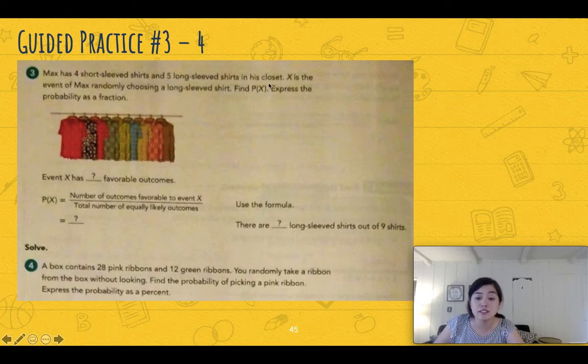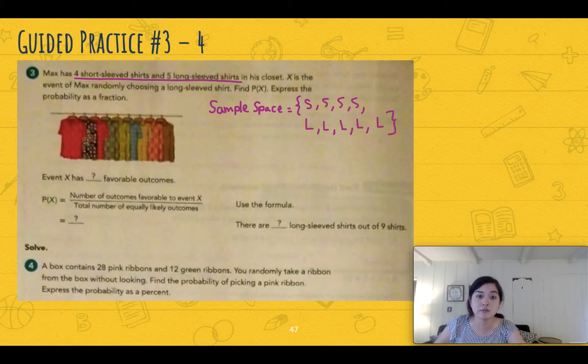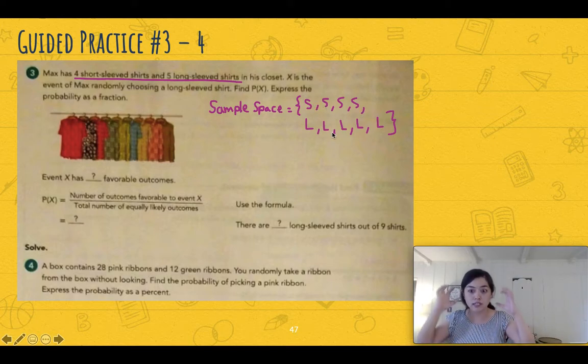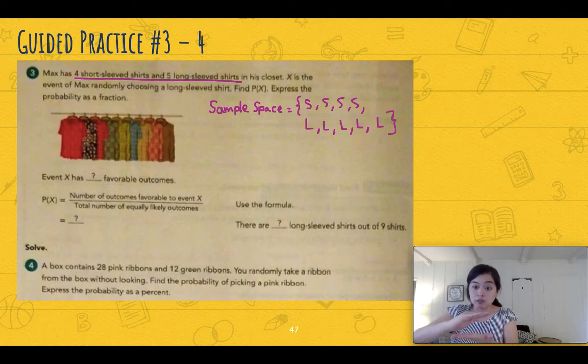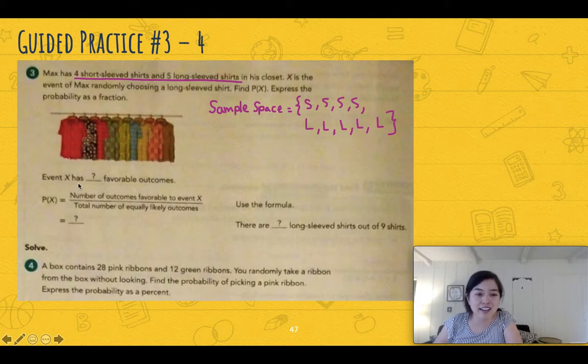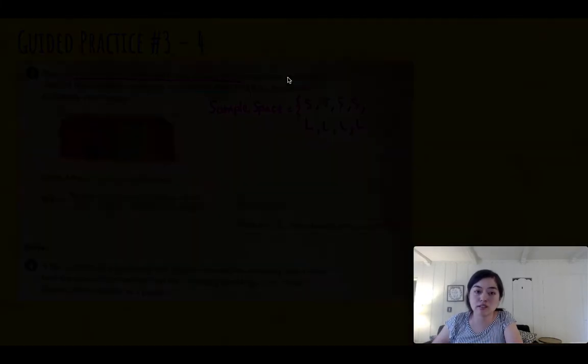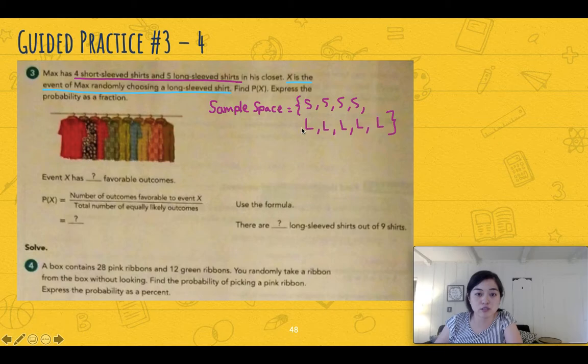So before we do that, let's find the sample space of the equally possible outcomes. I just wrote it out here, but you don't have to write it out in the future. I'm just writing it out so it's ingrained in your head what a sample space is. It's the total possible outcomes that are equally likely, given the scenario. So here we have 1, 2, 3, 4 short sleeve shirts and 1, 2, 3, 4, 5 long sleeve shirts. And then event X has how many favorable outcomes? Event X is choosing a long sleeve shirt. So there's 1, 2, 3, 4, 5. So event X has 5 favorable outcomes.